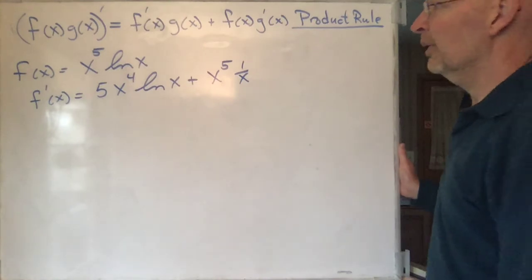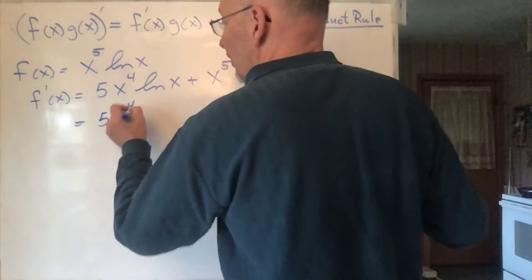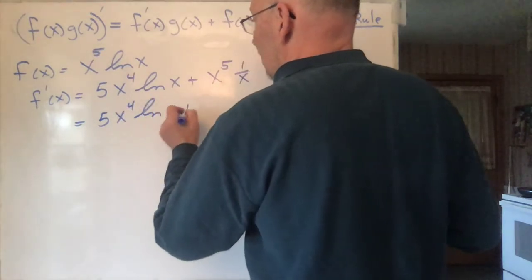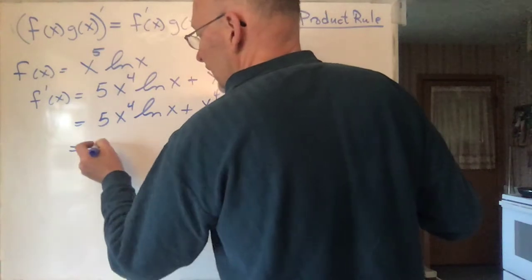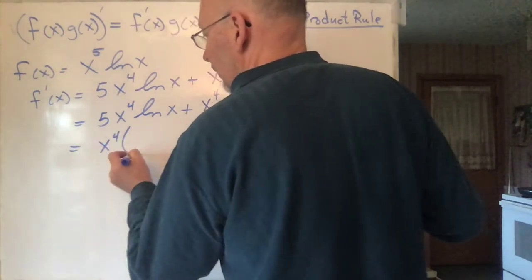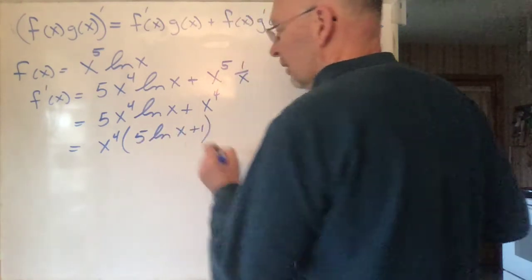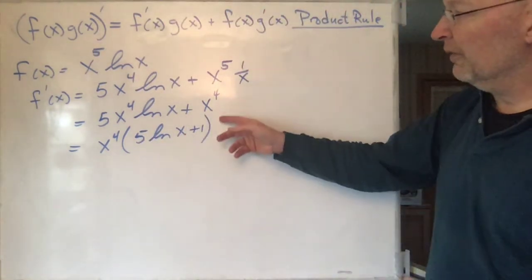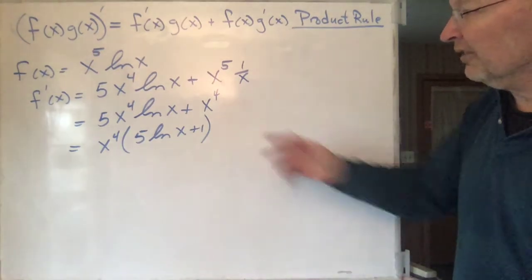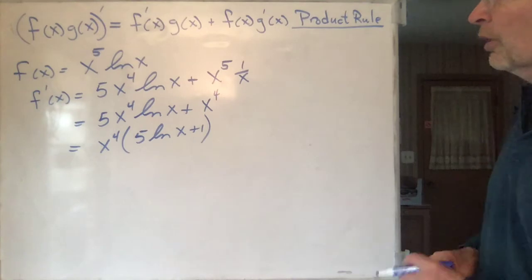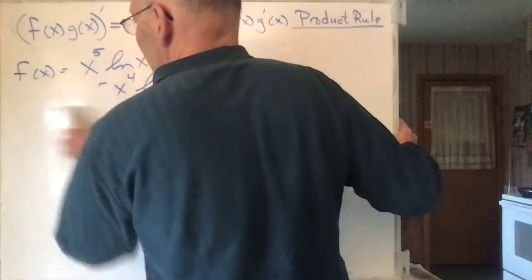And there we go. So we can either write it like that, or you can go 5x to the fourth times the ln of x, plus this is going to be another x to the fourth. And so you can either leave it like that, or you can factor the x to the fourth out front and be left with 5 ln of x plus 1. It's kind of a matter of personal preference as to which you prefer. You basically want an answer which is going to be the easiest to work with all the way through. Okay, let's try a couple more.